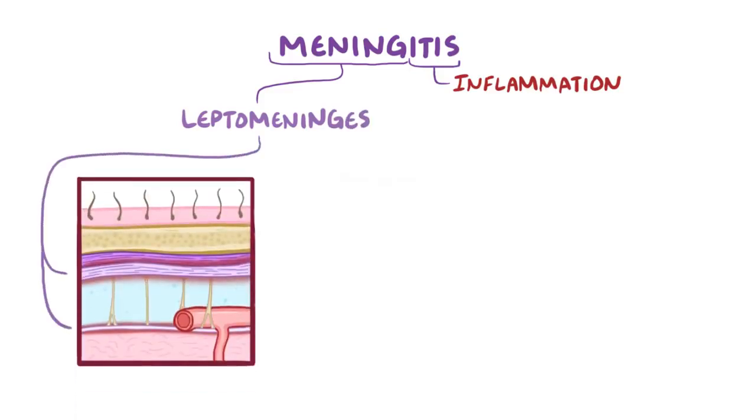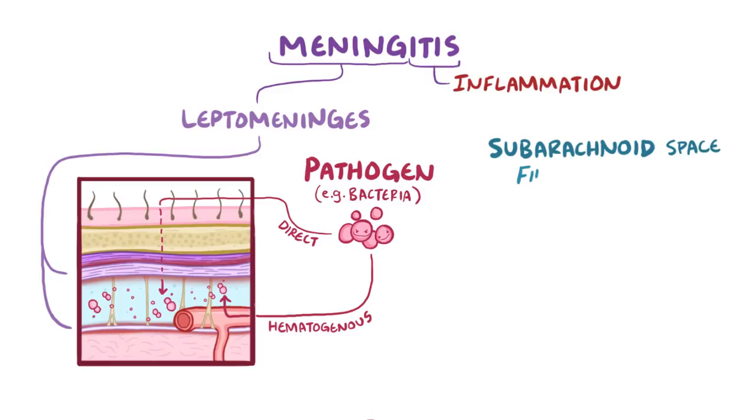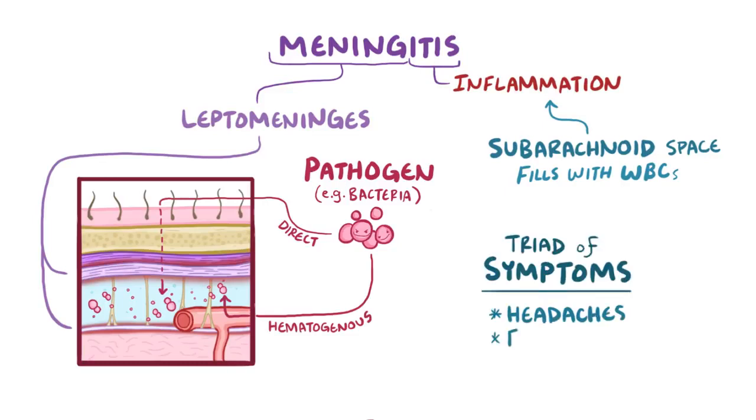membranes that surround and protect both the brain and the spinal cord. It normally starts when a foreign substance, oftentimes bacteria, makes its way inside the leptomeninges, either by direct contact or hematogenous spread through the blood-brain barrier. The immune system responds to the antigen by flooding the subarachnoid space with white blood cells, which release cytokines and create inflammation. And this results in the classic triad of symptoms, which is headaches, fevers, and neck stiffness.